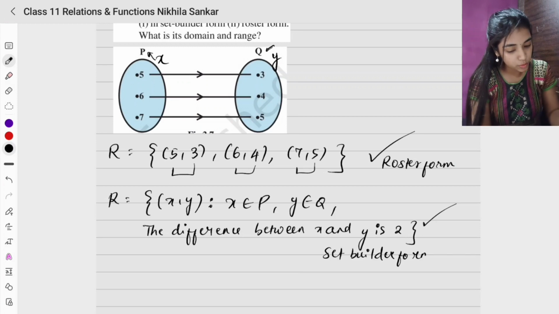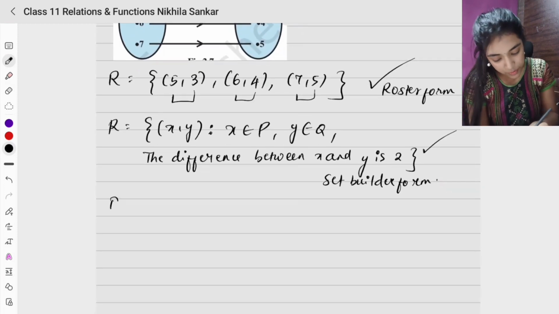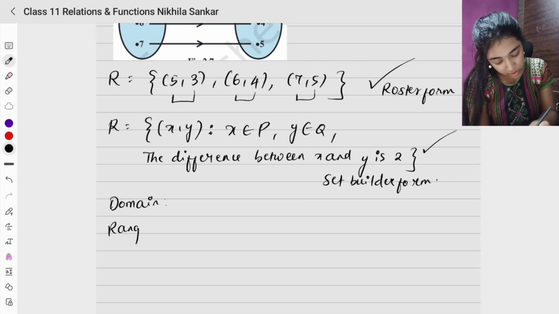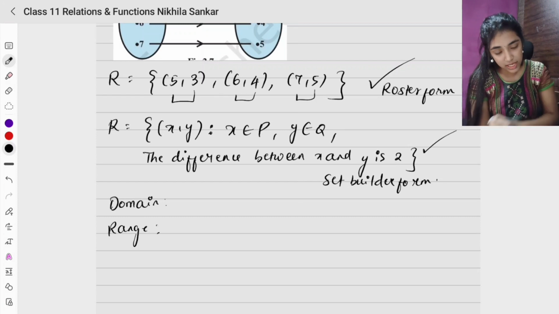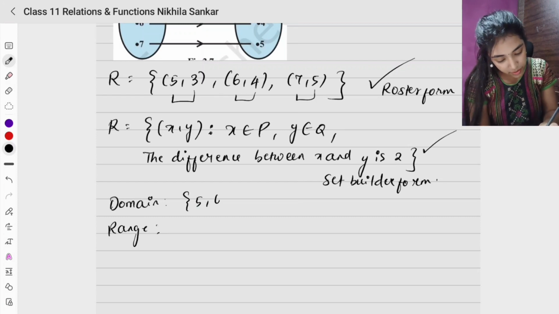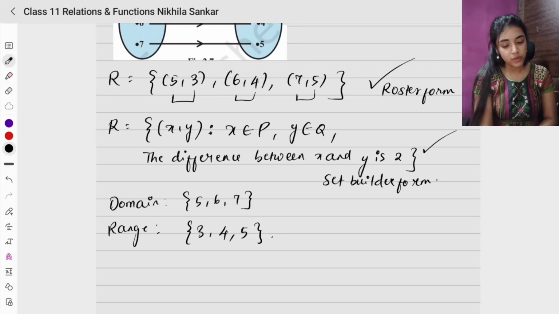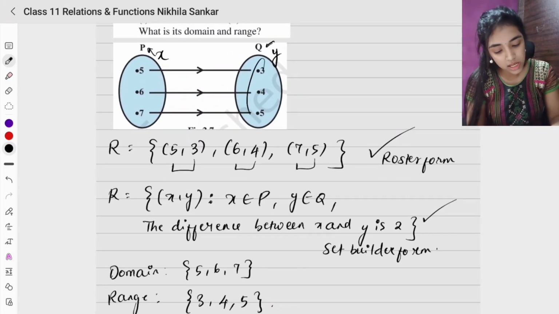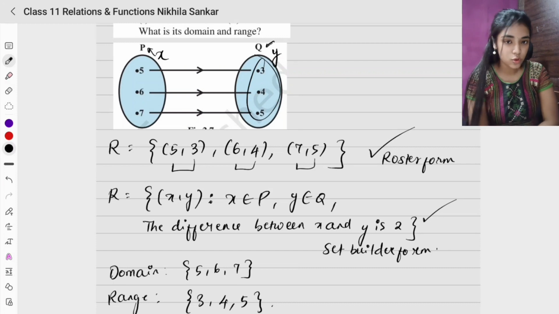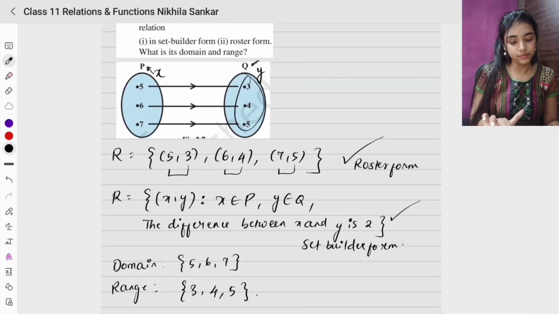Now they are asking for the domain and the codomain. So now you guys have to tell me what the domain is and what the range is. So what are the domain and range? Domain is the x coordinate in the relation. So it is going to be 5, 6 and 7. What is the range? The y coordinate in the relation. So 3, 4 and 5. What is my codomain in this particular case? All these. 3, 4, 5 is the codomain. Okay, you guys write that. Please copy.